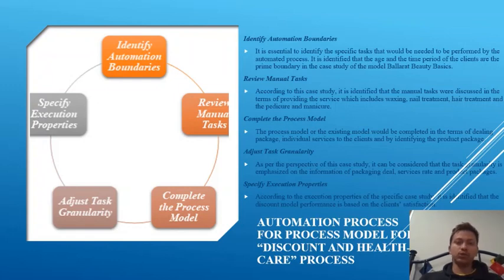What are the manual tasks we have been performing in this package or healthcare process? The manual tasks would be, let's say, waxing, nail treatment, and all the facilities we have been providing. Then complete the process model. The process model of the existing model would be completed in terms of dealing with the package, individual service to the clients, and identifying the product package. Then adjust the task granularity, which emphasizes the information of the package, cost of the package, and the service rate of the package.